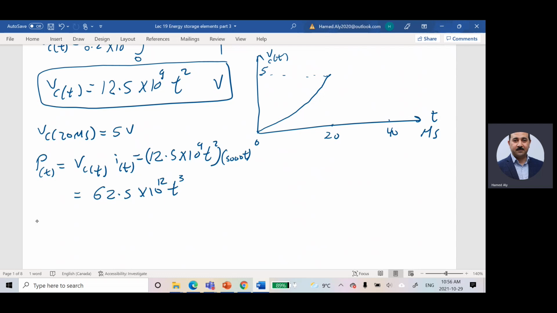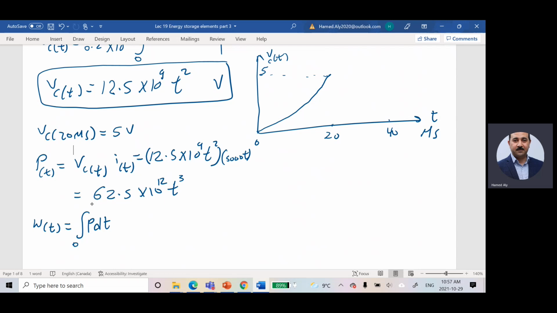Then you will try to find the work or the energy, which is equal to the integral of P dt from 0 up to T. And actually, T here is equal to 20 because I would like to find the energy during that period. So I can find the energy at that time as a value. Or if you would like to find it as a function of T, that's okay. So integral from 0 up to T or up to the value as you like.